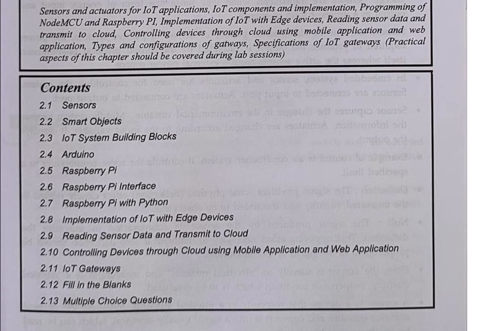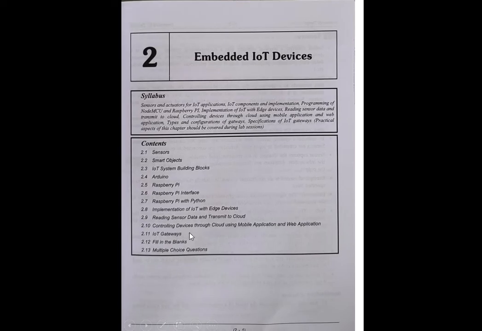Then implementation of IoT with edge devices, reading sensor data and transmitting it to the cloud. Controlling devices through the cloud using mobile applications and web applications, then IoT gateways. These are the 11 topics that we are going to study in this chapter number 2. So let's get started.